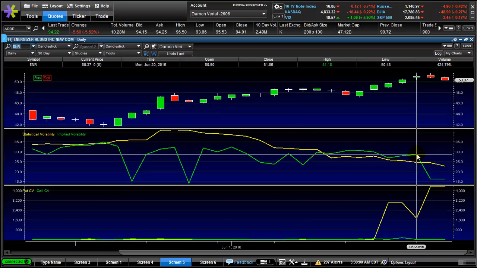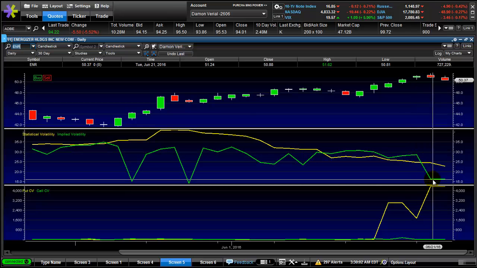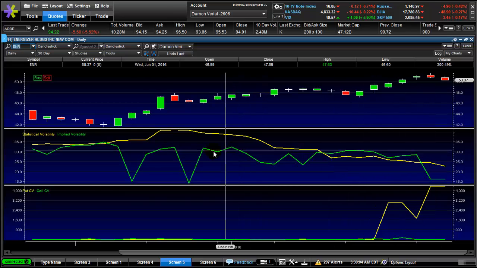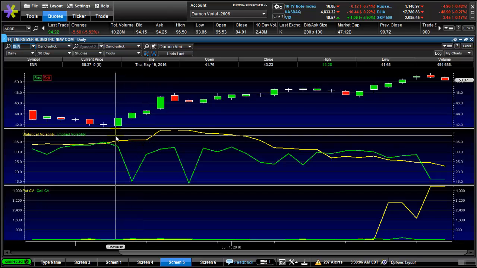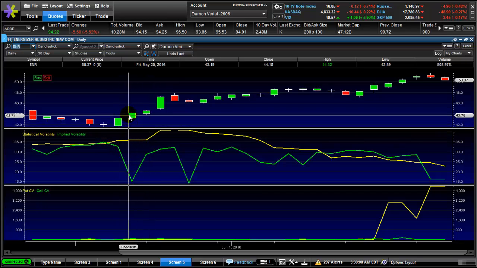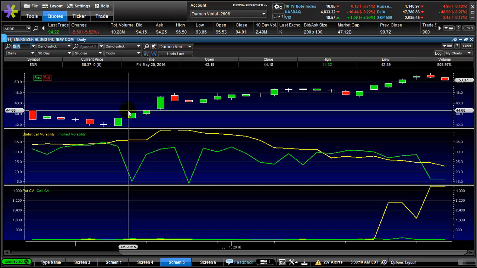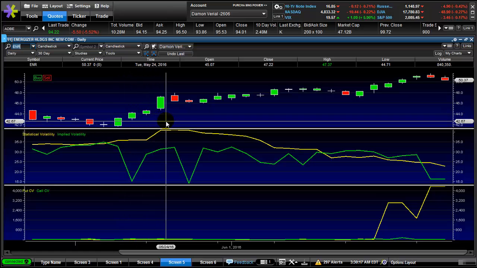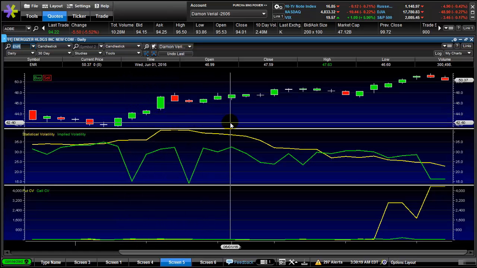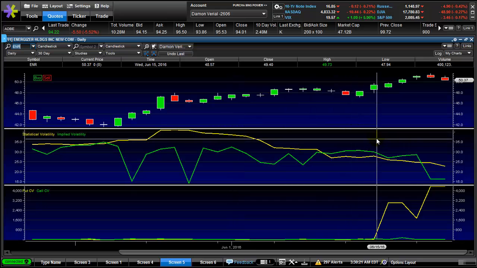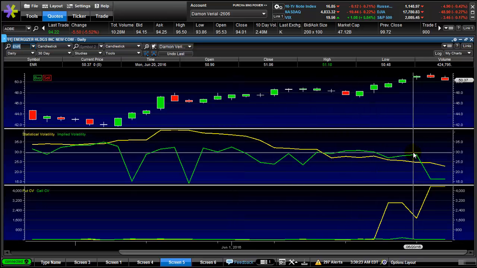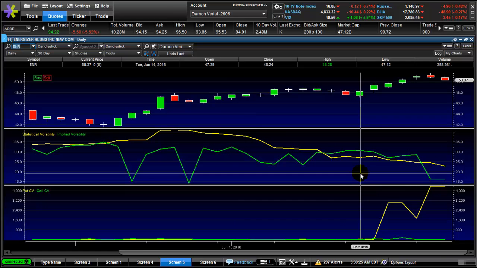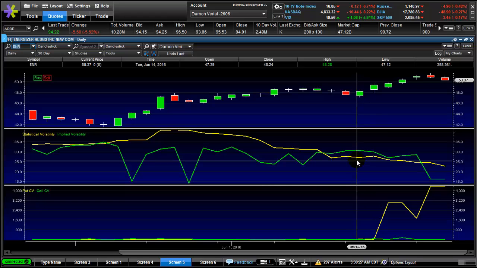We see a crossover here. The implied volatility has fallen below the statistical volatility, which means that option traders really aren't expecting much movement in Energizer. So there's probably not an earnings report coming out soon. There's no insider information regarding news or analyst estimations or price revisions. So we've seen that implied volatility drops below the statistical volatility, making options relatively cheap.